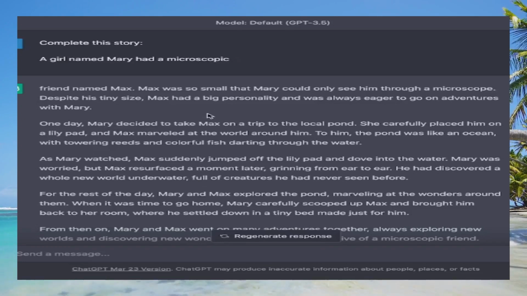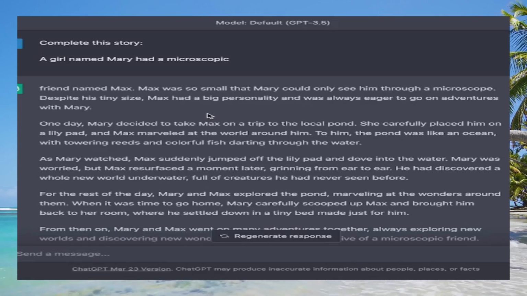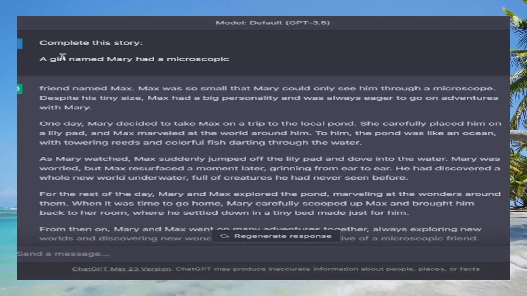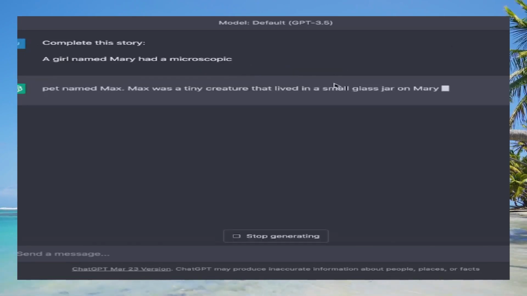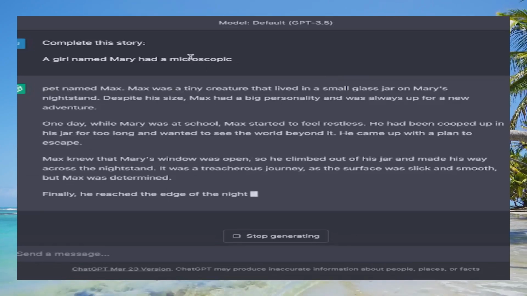Now, one of the interesting things is you can imagine that when you start talking about microscopic, there's probably descriptions of going to a pond and doing science with a class of students. I almost have a vision of it reading stories about students getting samples of pond water and looking at them under a microscope. But the important thing is you notice that Mary had a little created a very, very specific response, whereas a girl named Mary had a microscopic creates a much different response. And then if we go and rerun this, we get something completely different. Pet named Max. Max was a tiny creature that lived in a small jar.